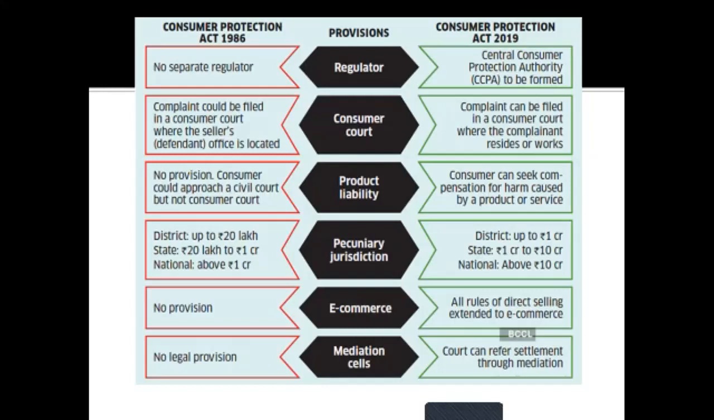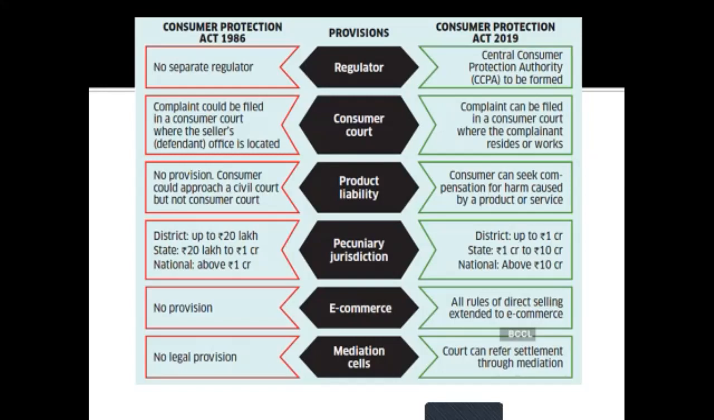Then is your pecuniary jurisdiction, that is your amount of claim. In 1986, originally, the district forum was up to 20 lakhs, the state was 20 lakhs to 1 crore, and the national was above 1 crore. Then in the amendment of 2019, the district forum is up to 1 crore, the state is 1 crore to 10 crores, and the National Commission is above 10 crores.